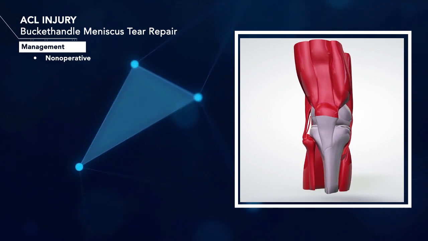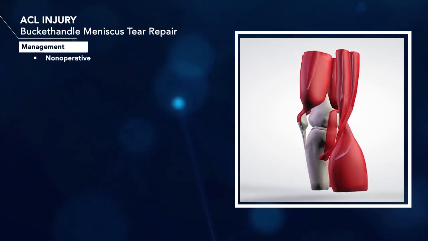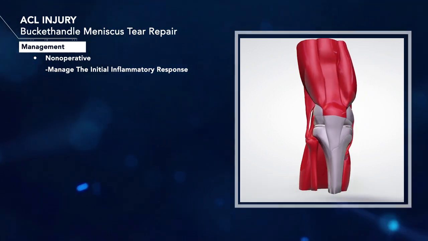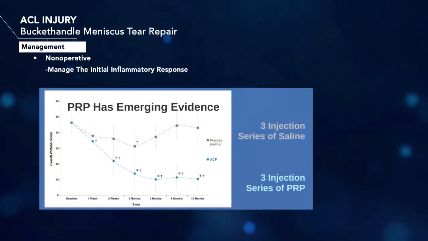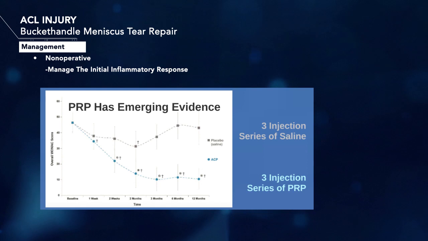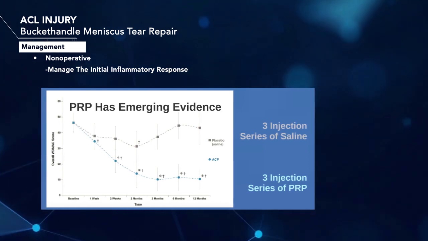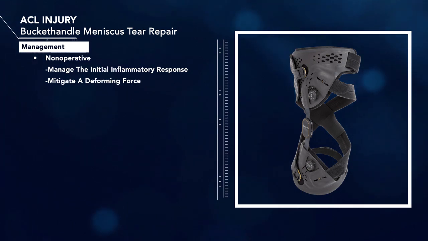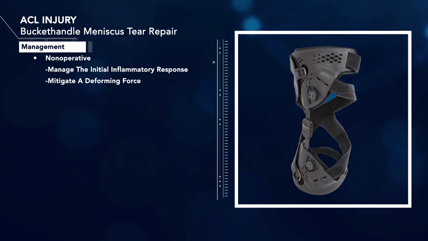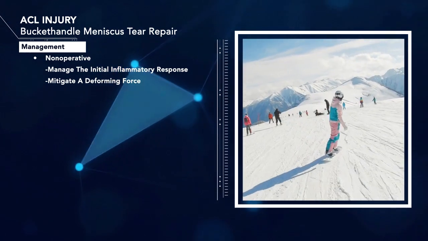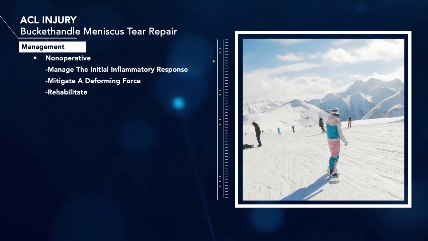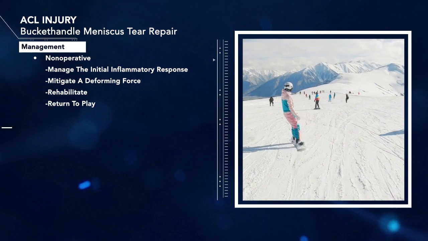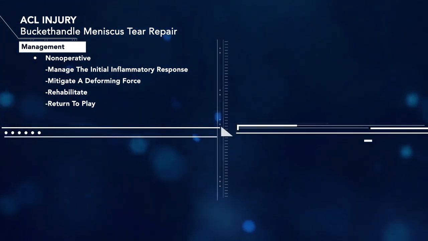Initially, when we're trying to manage someone without surgery, we first manage that inflammatory or swelling response to any change within the knee. Sometimes injection therapies have a role for this. We also at times can utilize braces or other things to take away deforming forces that are encountered along the way, whether it be injury or abnormal shapes of bones. We then rehabilitate and attempt to return our athletes back to their activities.